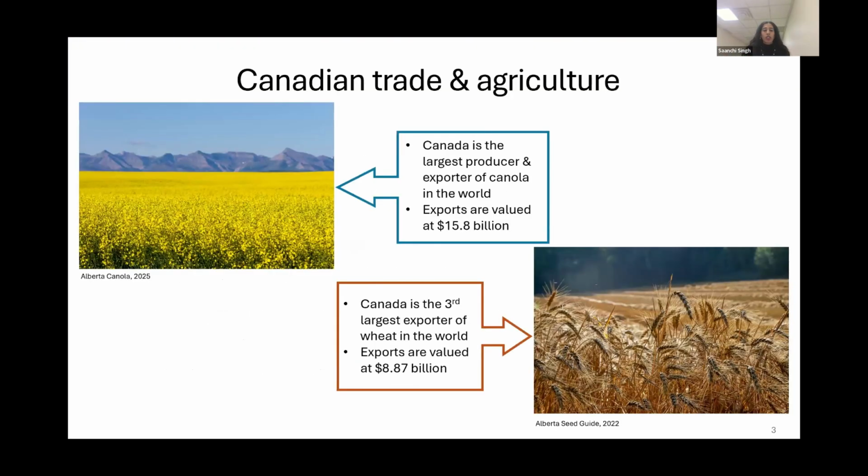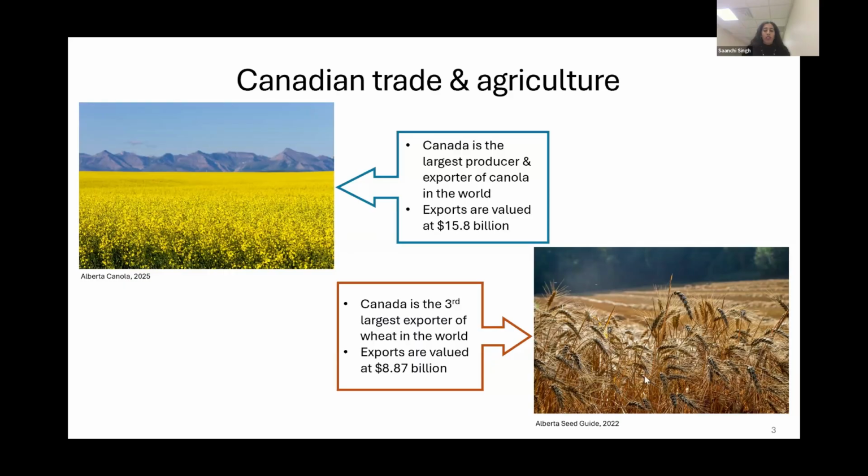So trade and agriculture is extremely important for the Canadian economy, specifically the production of wheat and canola. Canada is the largest producer and exporter of canola in the world. 90% of all canola produced in Canada is exported, and these exports are valued at around $16 billion. Wheat is the largest field crop that is grown in Canada. Wheat exports are valued at around $9 billion, making Canada the third largest exporter of wheat in the world.